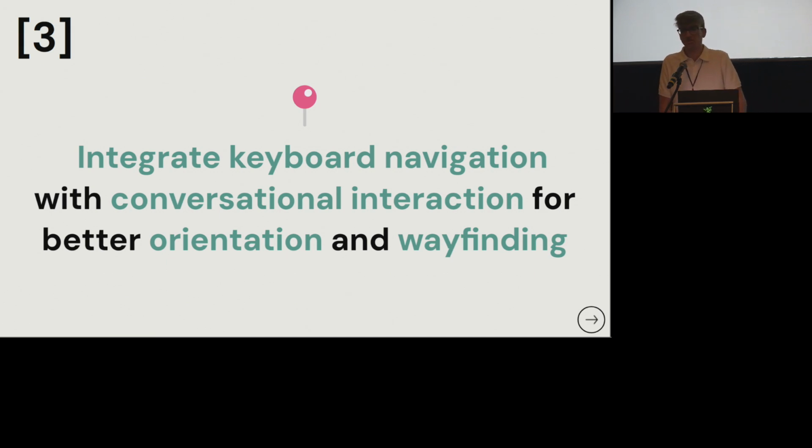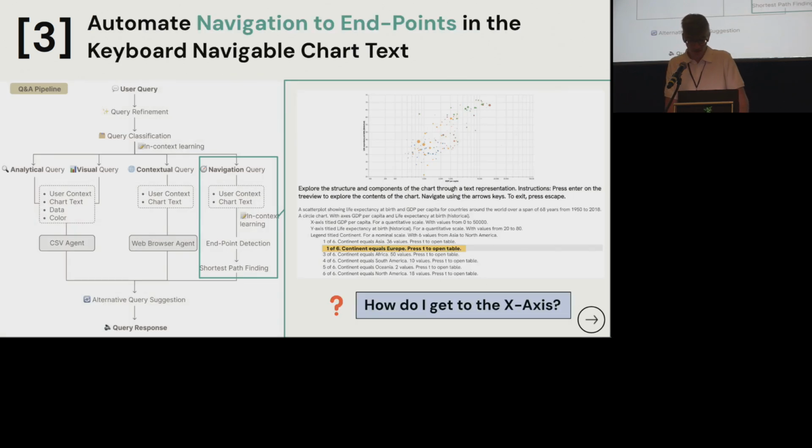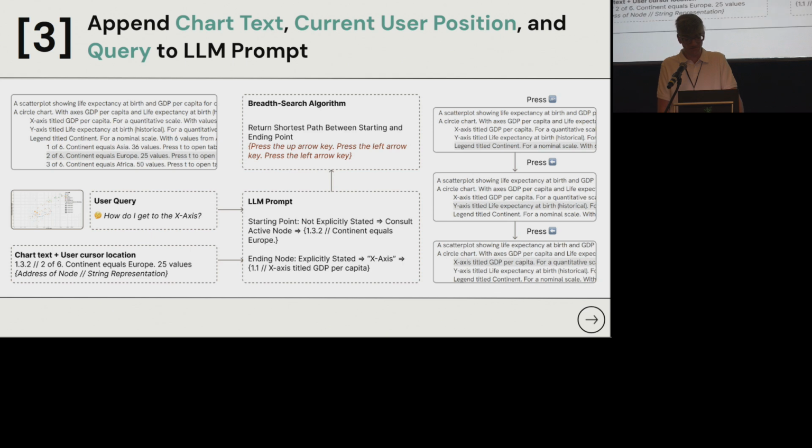Finally, for the third branch, which deals with navigation questions, our main point was to integrate keyboard navigation with conversational interaction for better orientation and wayfinding. This is especially important for large data sets where the keyboard navigable chart text can become extensive and expansive. So here we have an example. The user is currently positioned on 1 of 6, continent equals Europe for the scatter plot, and they ask how they should get to the x-axis.